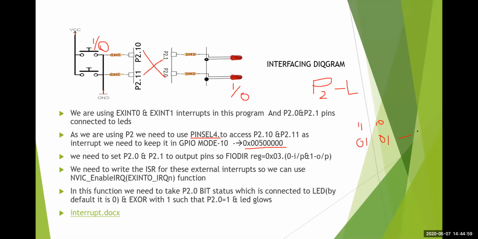So this 5, I am loading it into pin select register 4 in order to make the 10th pin and 11th pin of port 2 operate as interrupts. Next, I'm sending the value 1 or 0 to these LEDs through these ports to switch them on and off. So these ports are acting as output ports here.